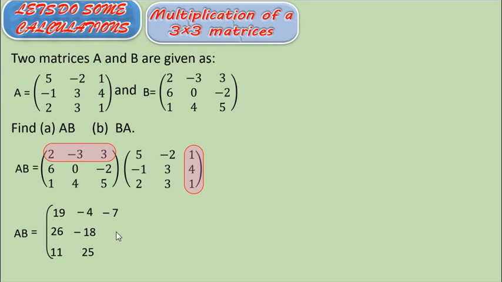Now, can you do the next one? Row 2, column 3. That means you are multiplying row 2 with column 3. So what will you get?